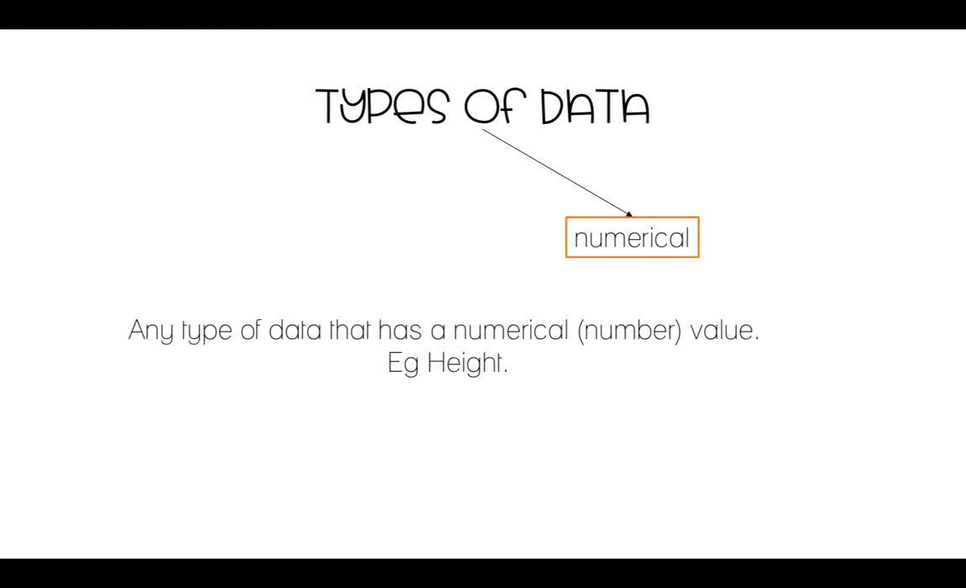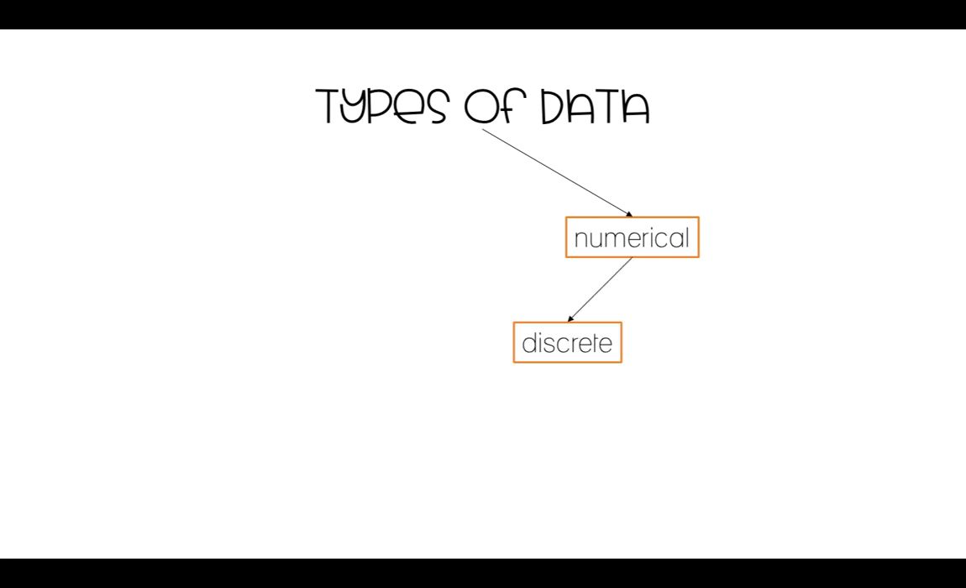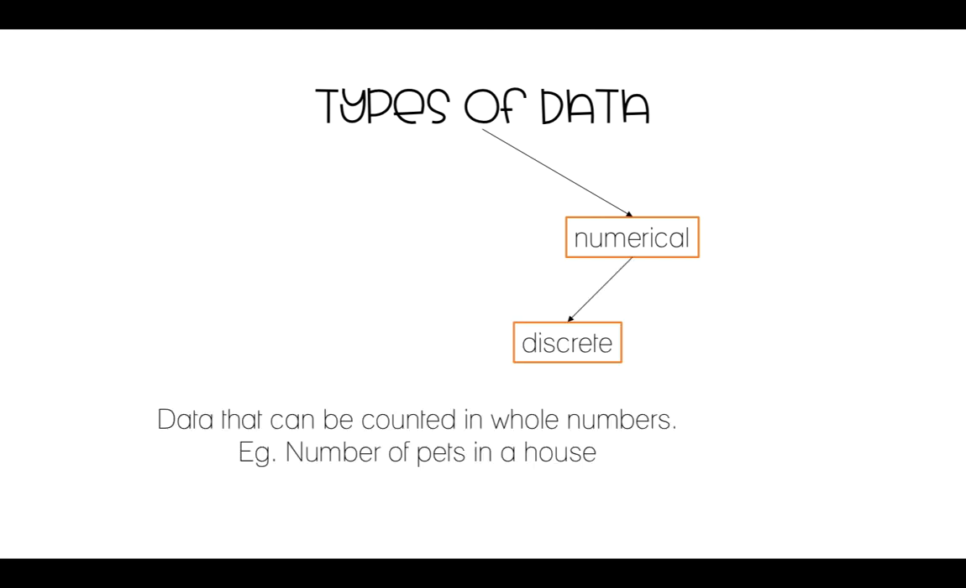So let's start with numerical. Well, numerical is any type of data that has a numerical or number value. So how tall you are, your age group, how many dogs you have, so on and so forth. Now, within that, there are two types. So discrete, which is the data that can be counted in whole numbers. So that's things like your number of pets, how many siblings you have.